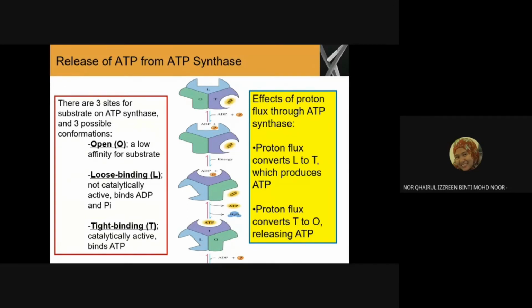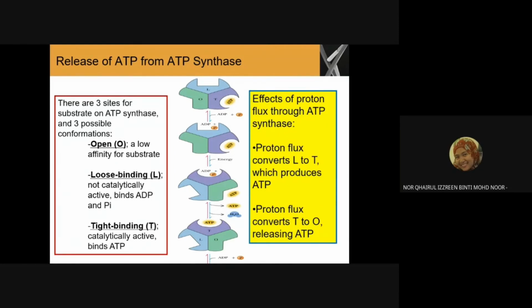And then the O site, which is from the first figure. What happened to the O site? The O site becomes L. You can see figure number 3 there. The O site conformation changes and it becomes L, so ADP can bind to that L site. And when the conformation changes to T, it forms ATP.